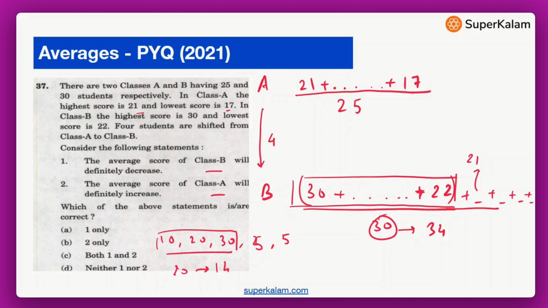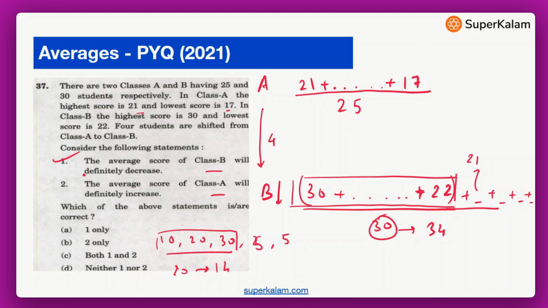And similarly here, when we add four values which are less than the first 30 values, of course the average will go down. So the average score of class B will definitely decrease. This is correct.